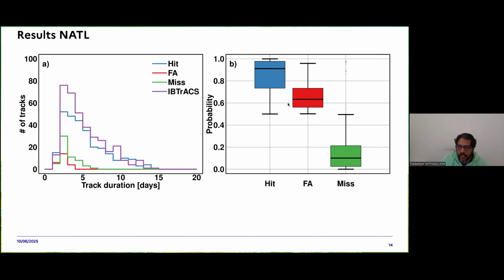The false alarms are okay, above 0.5, but still they are not as high as the hits. So they are positive, but they are false alarms, so not that close to 1. And the misses are what I showed you on the map before. So basically, they are very close to 0. So the missed ones are missed and not detected.